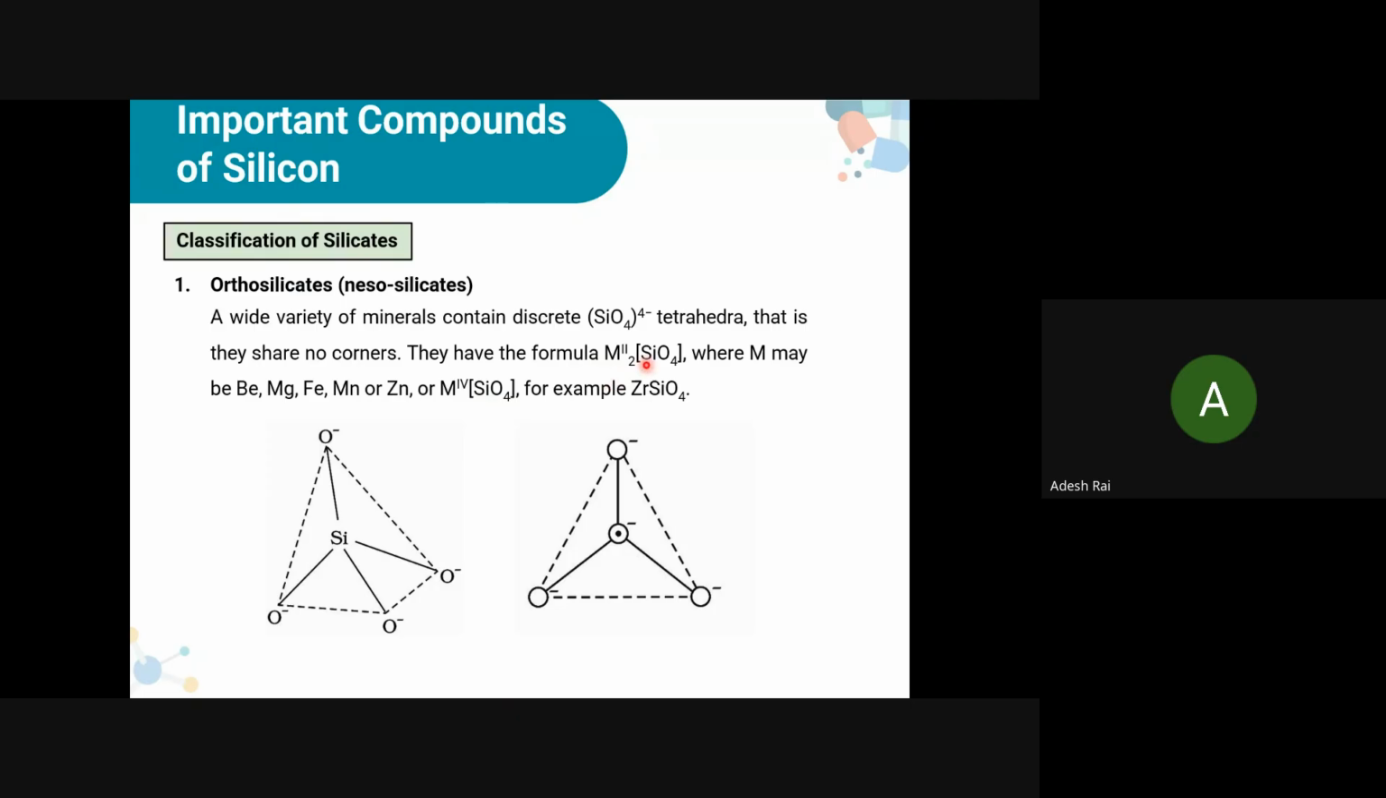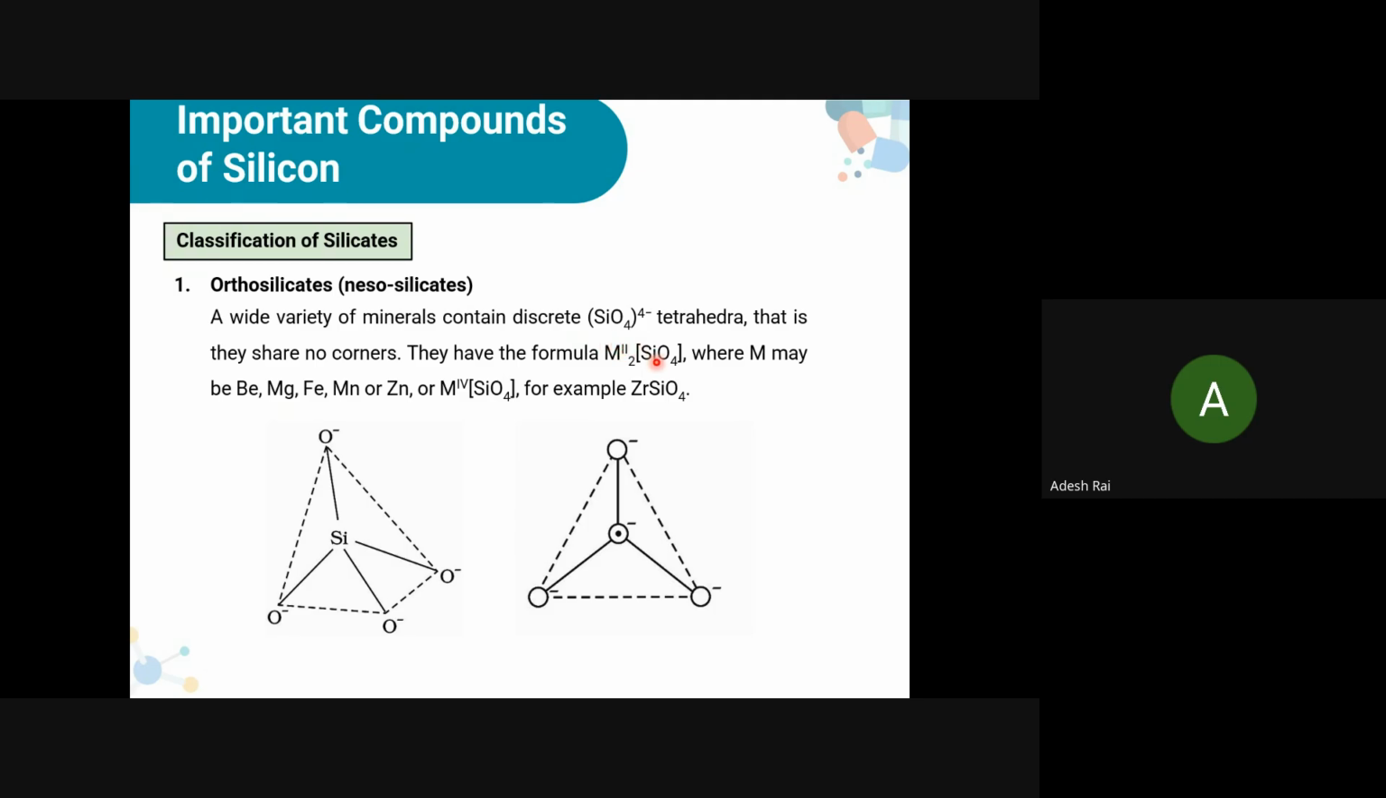They have the formula. Can you see this Roman 2? What does Roman 2 represent? The Roman number represents the charge. They represent the charge on the metal. So if the metal is in plus 2, which metal is it? Group 2 metal, no? Or the metal which shows plus 2 oxidation state.